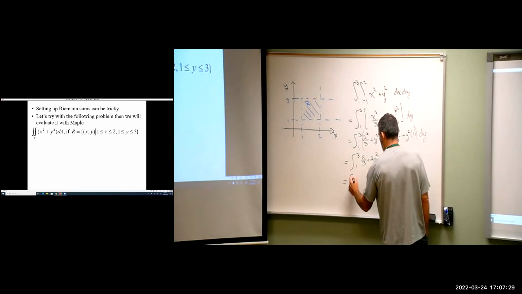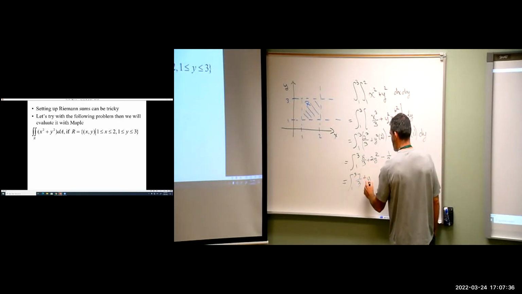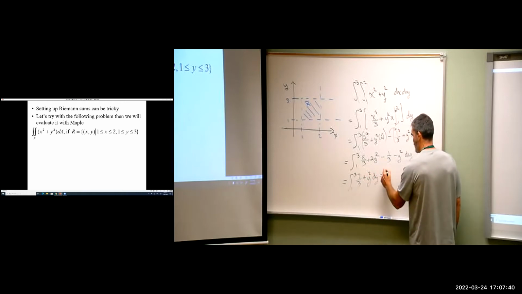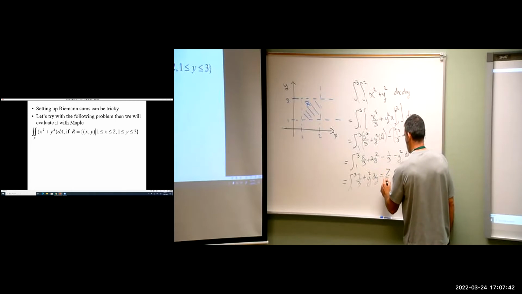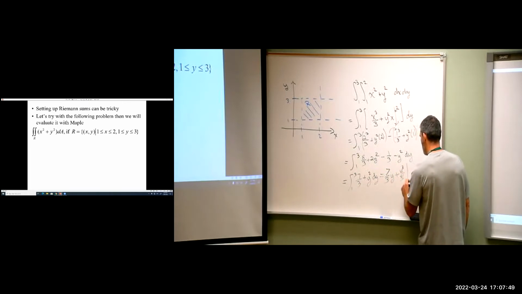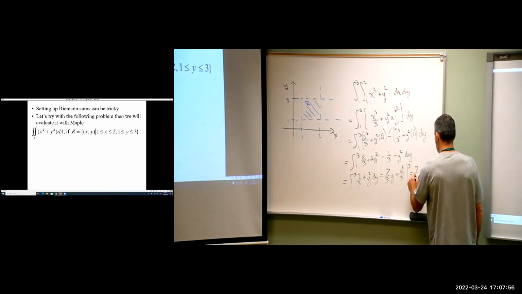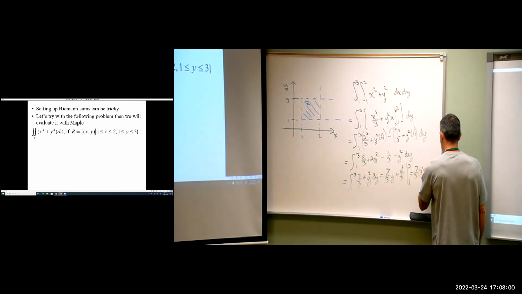Yep, so we can see the 7/3 for a fraction, and then 2y squared minus y squared is just a plus y squared dy. And now a single variable problem: 7/3 y plus y cubed over 3 from 1 to 3. So 7/3 times 3 plus 3 cubed over 3.